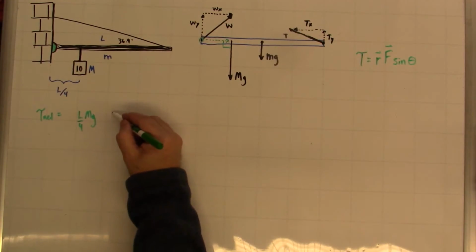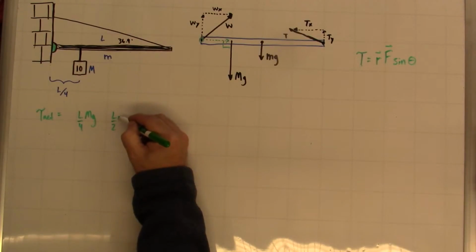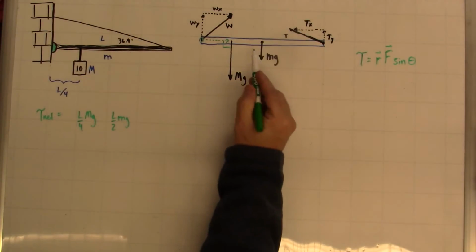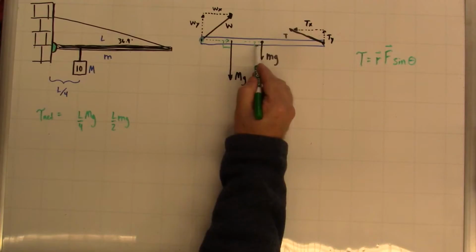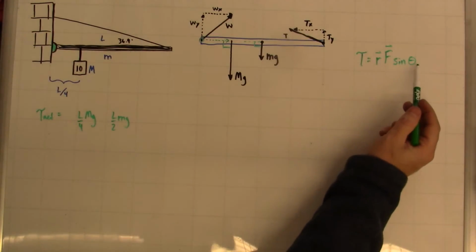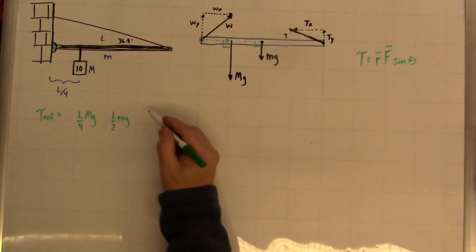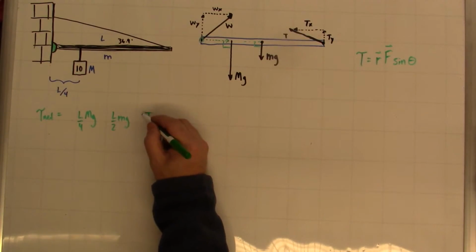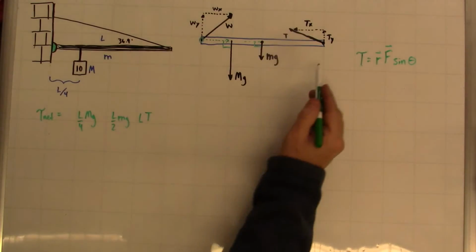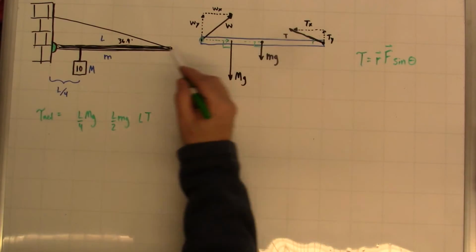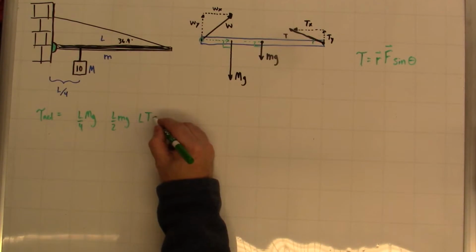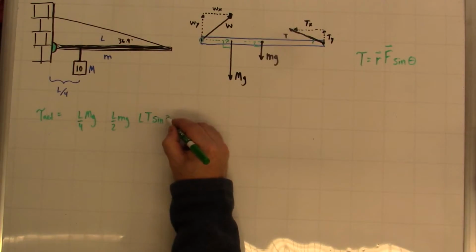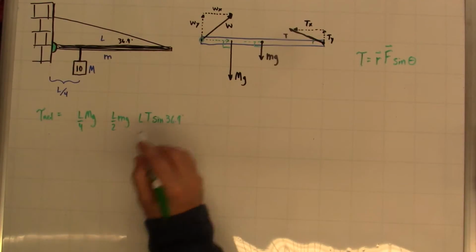This little mg also applies a torque. It's at L over 2. Little mg is the force. And again, the angle between them is 90 degrees, so sine of 90 is 1. And the last one, the tension, supplies a torque. It's at a distance of L. And the angle between these two is our 36.9 degrees. So I'm going to say sine of 36.9 degrees.